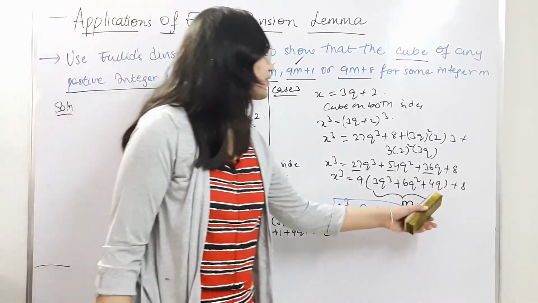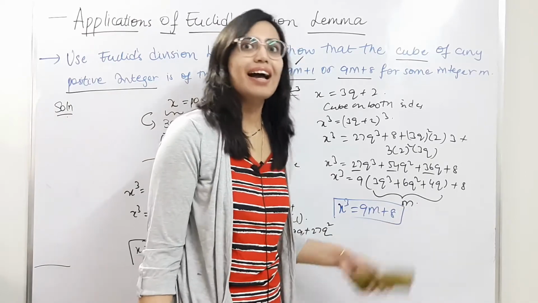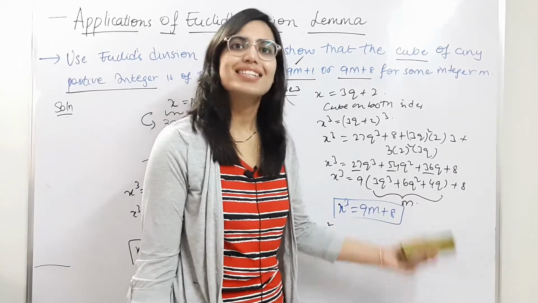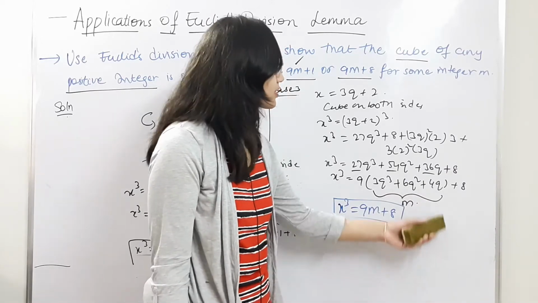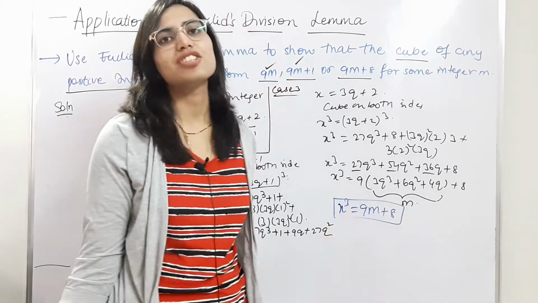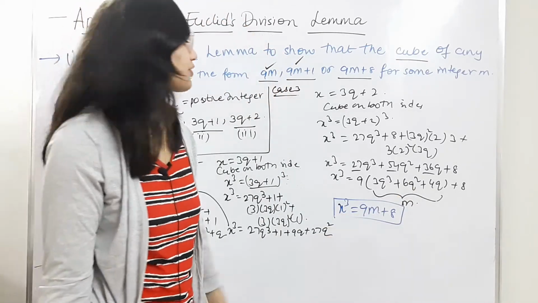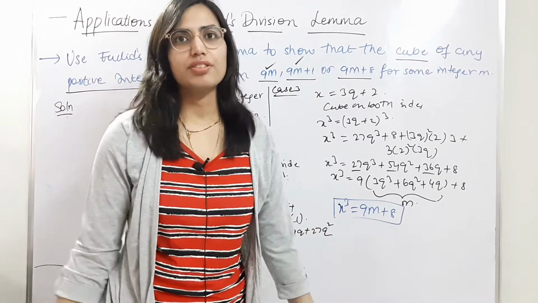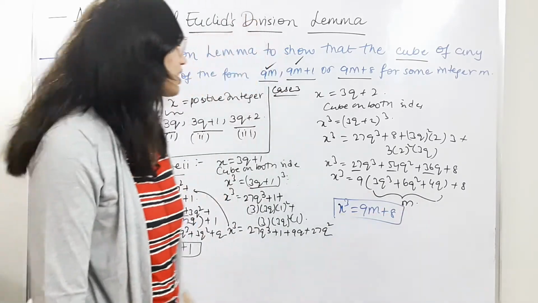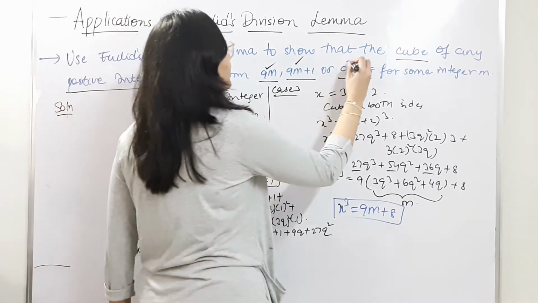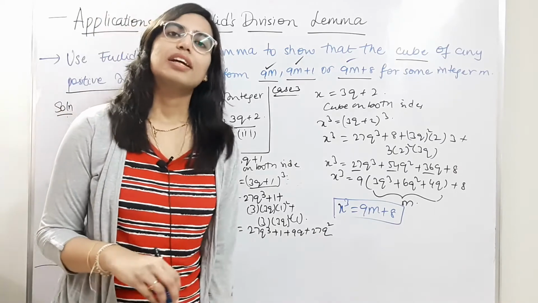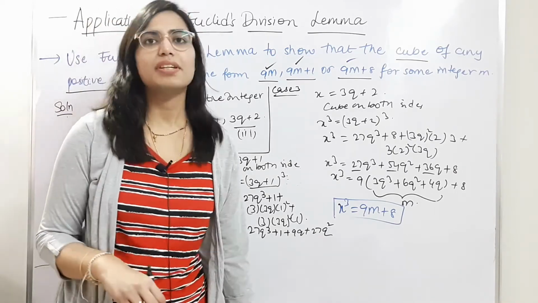How are we considering every term as m here? Because whenever we do some operations on integers, we get an integer only at the end. For some integer q, we are getting some integer m after performing many operations on it. So that's the reason we consider this in the form of m. So this is how we can show that the cube of any positive integer is of the form 9m, 9m plus 1 or 9m plus 8.